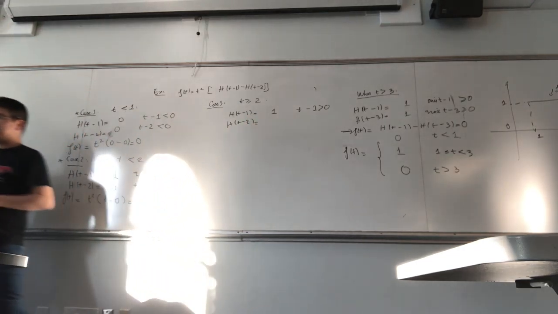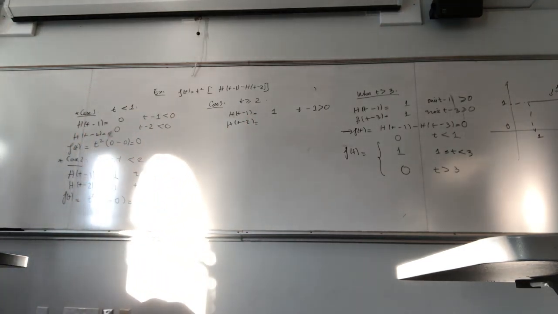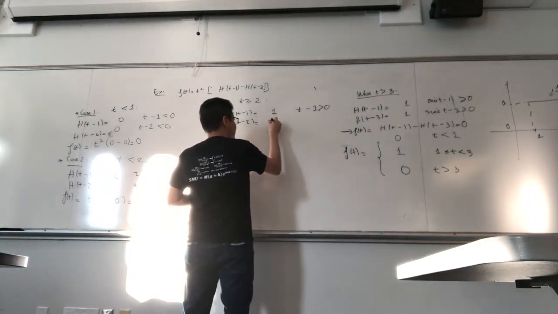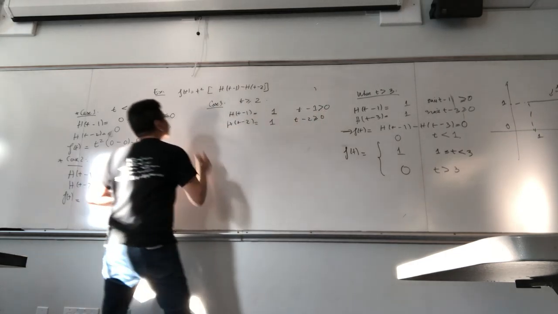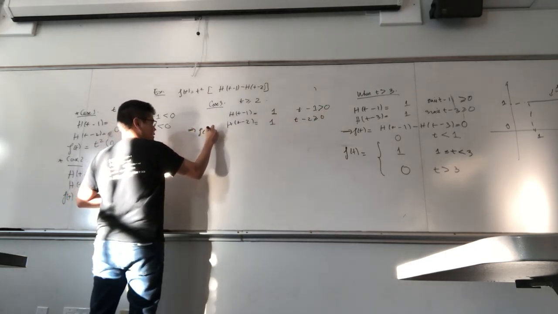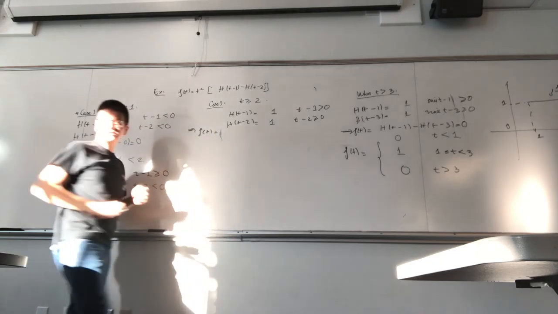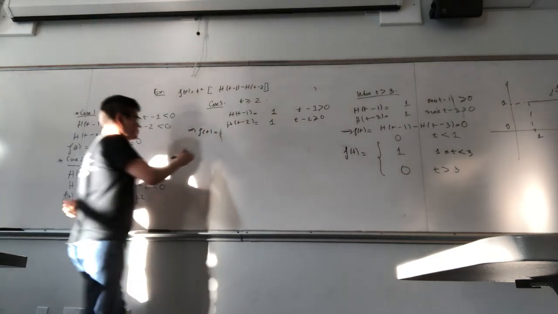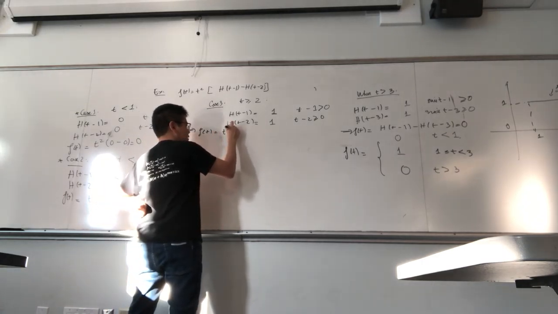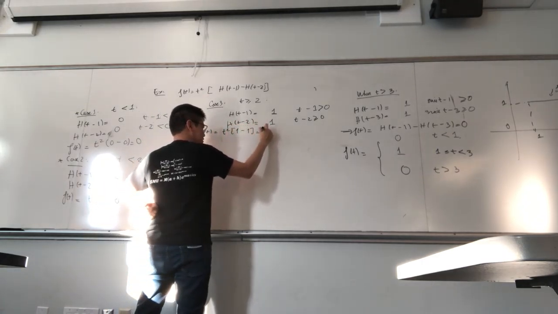Now, what is the value of h of t minus 2? In this case, it is still 1 because t minus 2 is bigger than 0. So f of t will be, what is the value? f of t will be t squared times 1 minus 1, and this is 0.